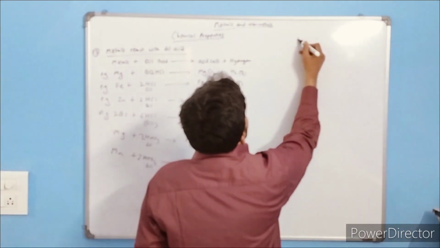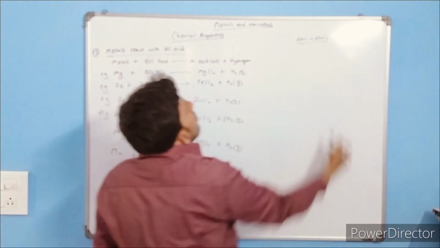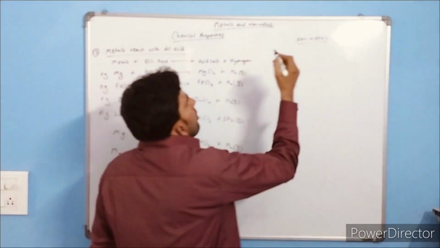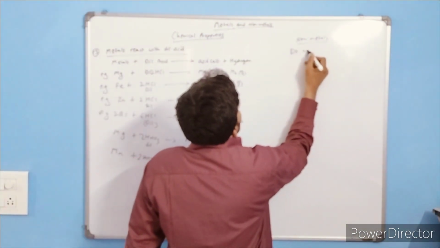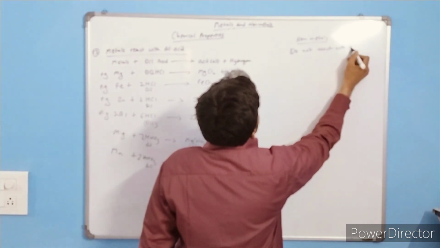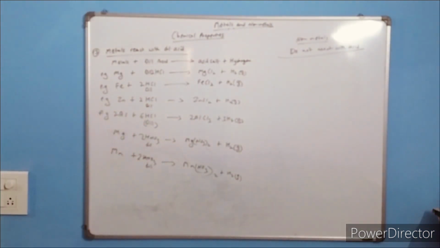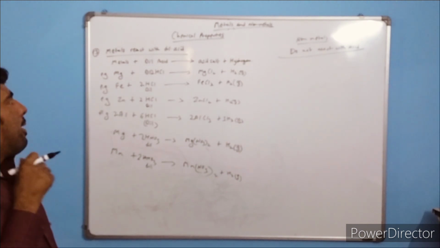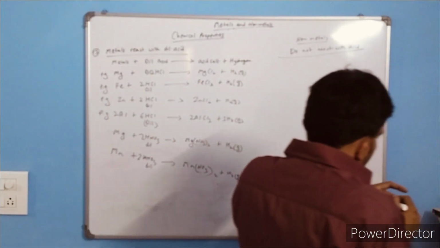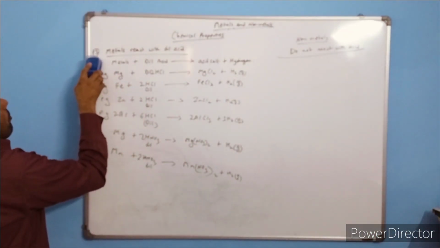Let us talk about non-metals. Non-metals do not react with acids at all. They do not react with dilute acids; certainly the reaction doesn't happen. Okay. Now let us move to the fourth reaction. Fourth chemical property, we'll discuss that now.